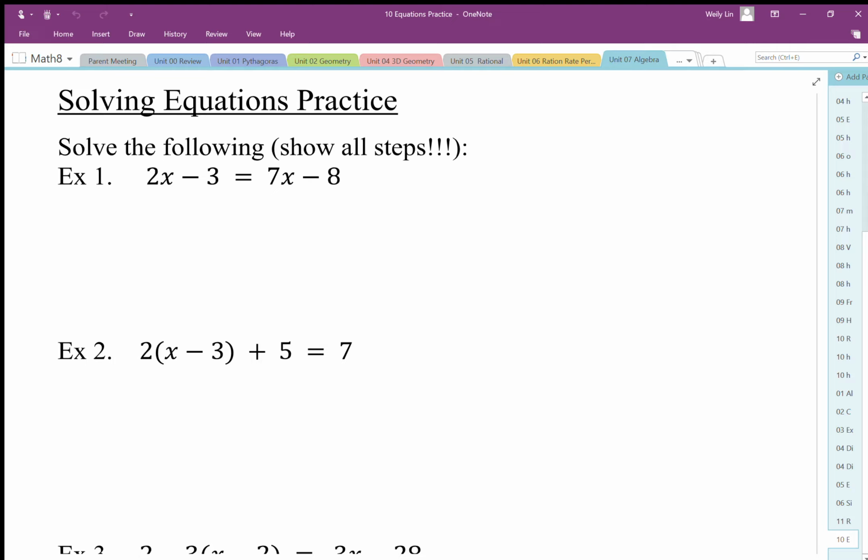Secondly, it's really important to keep track of your work vertically. So you need to do all your work vertically, meaning that every step I should be able to see what's happening algebraically as I follow your steps vertically down.